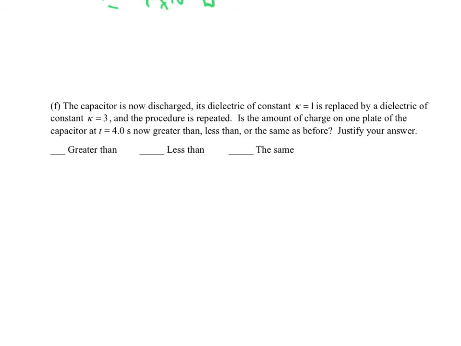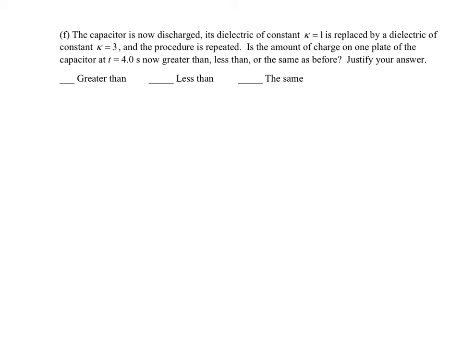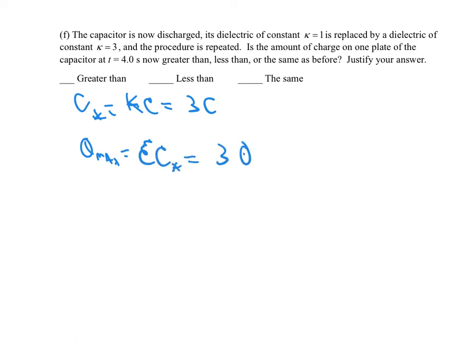But part F, the capacitor is now discharged. Its dielectric constant K equals 1 is replaced by a dielectric constant K equals 3, and the procedure is repeated. Is the amount of charge on one plate of the capacitor at 4 seconds now greater than, or less than, or the same as before? Justify your answer. So let's think through things. Our new capacitance is going to be kappa times the old capacitance, so 3 times the original capacitance. This means that the max charge, which is EMF times the capacitance, is going to be 3 times the original max.